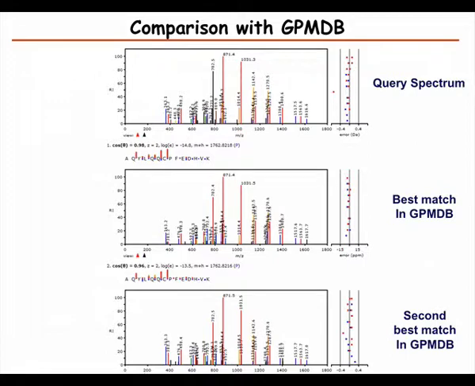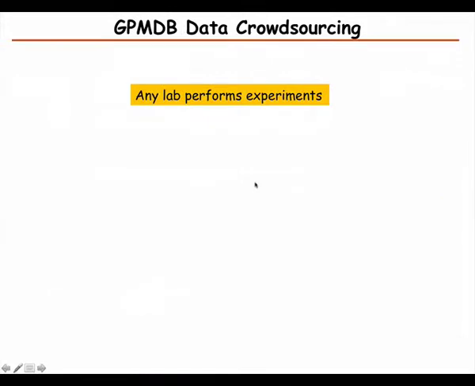We can also compare spectra. We can start with our spectrum and compare it to spectra in GPMDB, and then we can see that there are roughly the same relative intensities in our measurement of a peptide compared to other people's measurements. So this is basically based on crowdsourcing.